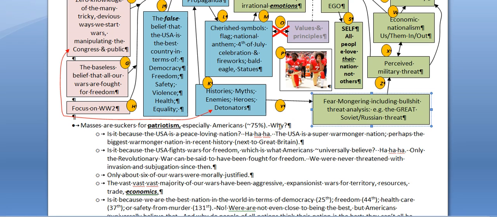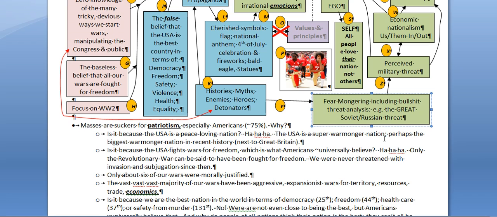Now, why is that? Is it because the USA is a peace-loving nation? Ha, ha, ha. I mean, that's a joke. The USA is a super warmonger nation, if you know our history. Only a total ignorant idiot can deny that. But that's like 99.999% of the American population. They know nothing about U.S. history. I mean, literally.